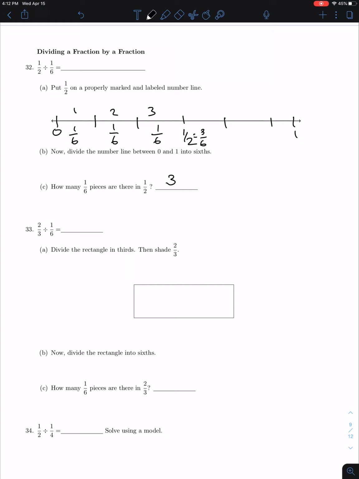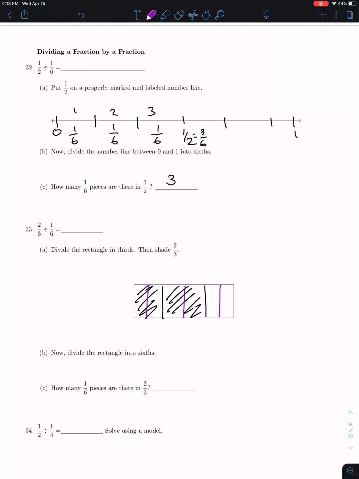So now let's do the rectangle model. So 2/3 divided by 1/6. So again, we want to divide this rectangle into thirds first, then shade 2 pieces. So in this case, since we want 3 chunks, we need 2 lines. And then we're going to shade 2 of these. And so now what we want to do is redivide this so that it's in terms of 6. So that means we need to break each one of these in half. So now we've got 6 chunks.